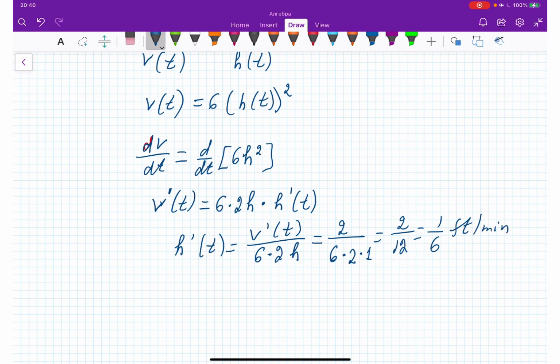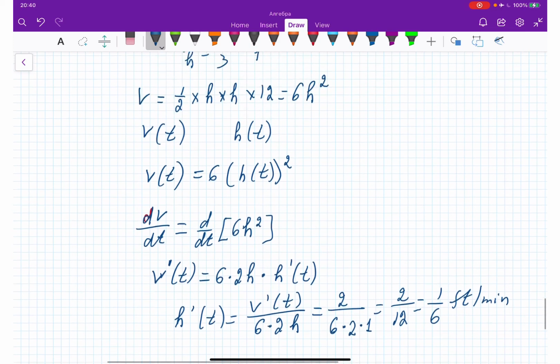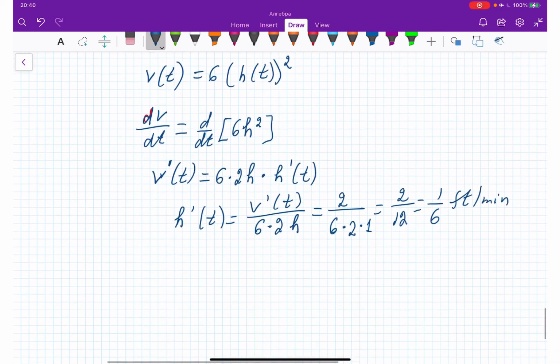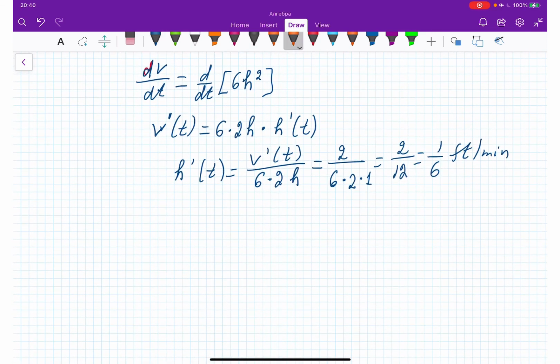Okay? We don't have feet cubed here because we are finding the change of height. How fast the height will change as the water is pumped in. All right? So this is the answer for A. Let's move to B now.